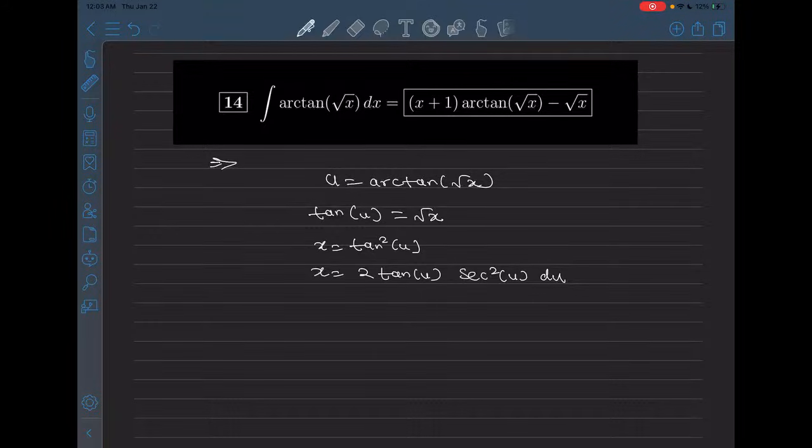Yeah, I think it's helpful. dx is equal to 2 tan u times sec squared u. So let's go with this. Should we go with this? I don't have a good feeling about it though.